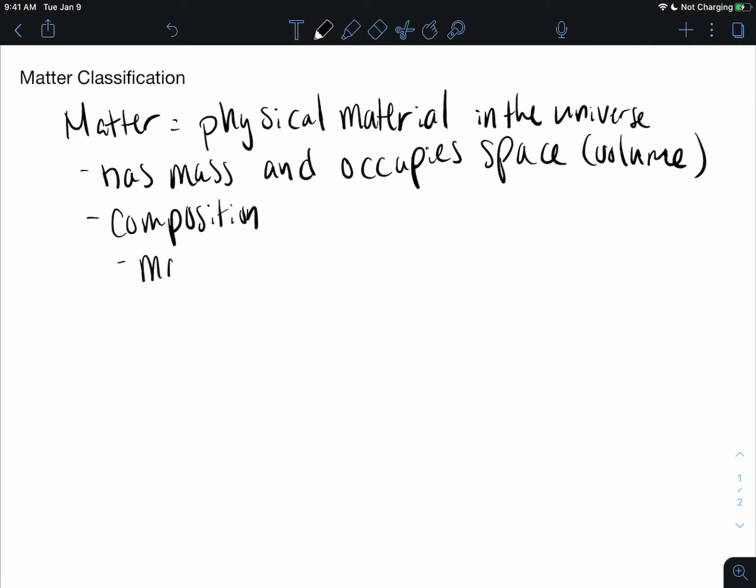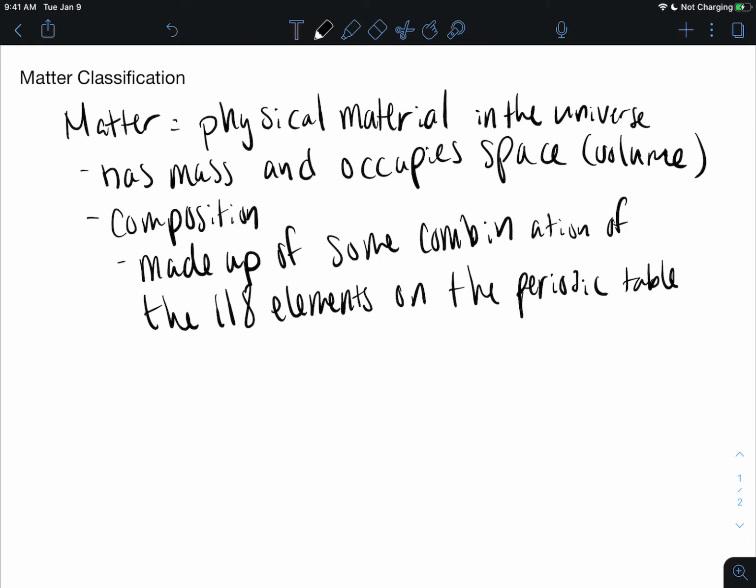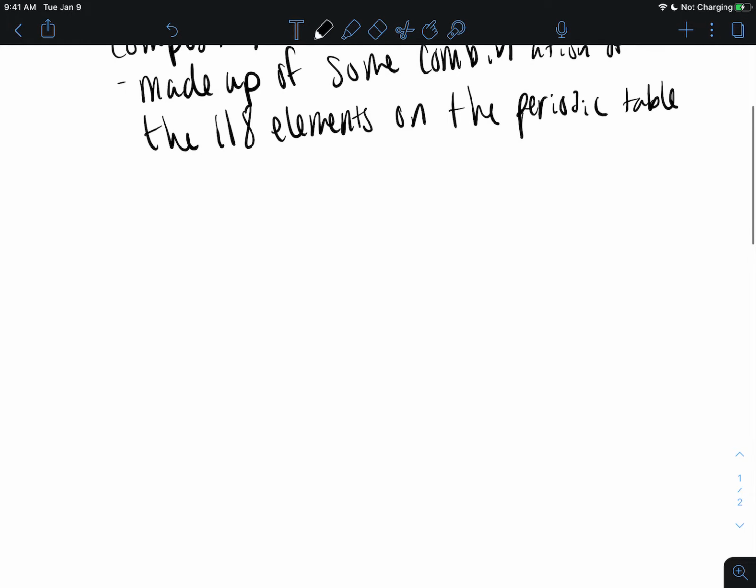Made up of some combination of the 118 elements on the periodic table. So, periodic table, staple in any chemistry classroom. You can find it in your book, or you can just look one up. But we're going to look at that.